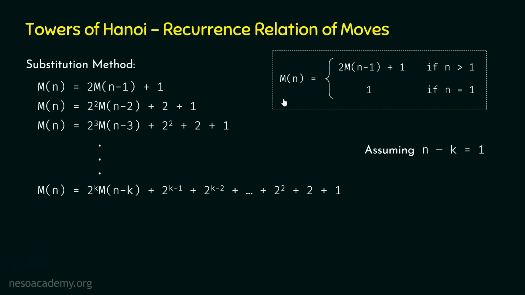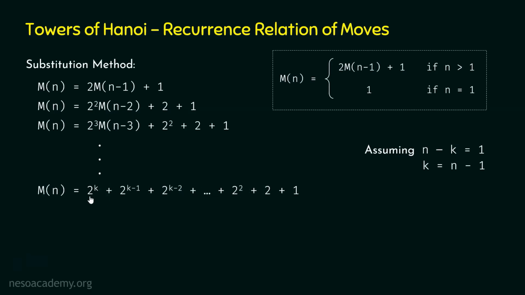Therefore, n must be replaced by n minus k, and n minus k is equal to 1. If n minus k is equal to 1, then we can easily find the value of k in terms of n. K will be equal to n minus 1. Now we can replace n minus k by 1. This is what we have assumed. What is m of 1? M of 1 is equal to 1. So we can replace this by 1. We will get 2 power k times 1, which is equal to 2 power k.